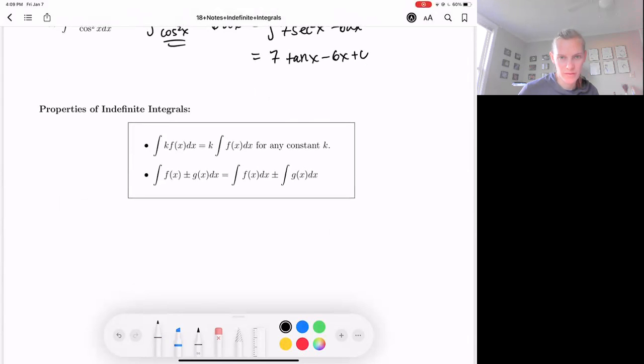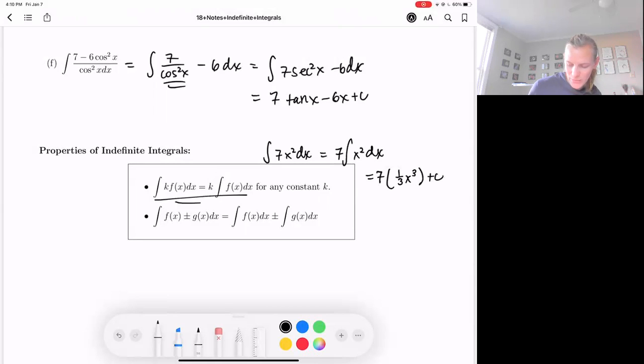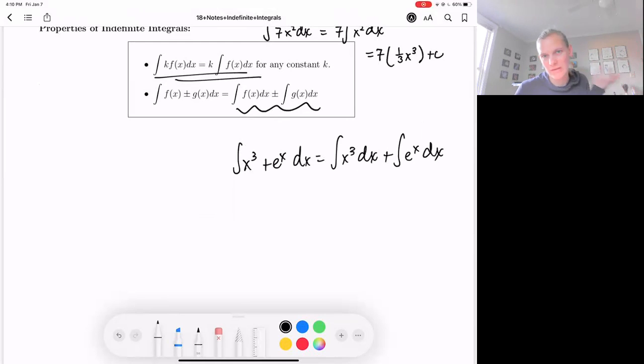One thing you might have noticed as we've been going through these examples is that if I have something like 7x cubed dx, I can pull that 7 out. And so I'm going to get 7 times the antiderivative of x cubed. So that's what this first property is telling us. I can just pull constants out. The second property is telling me if I have two functions added together, like x cubed plus e to the x, that's the same thing as antidifferentiating x cubed and then antidifferentiating e to the x. We've really been using those properties, but it's nice to have those written down. We'll do tons of examples in class.